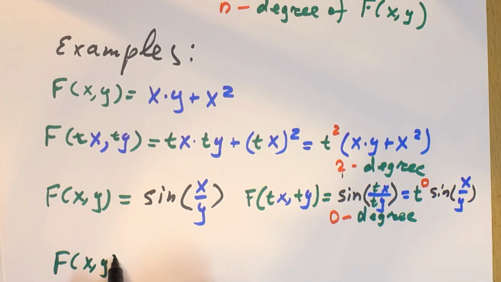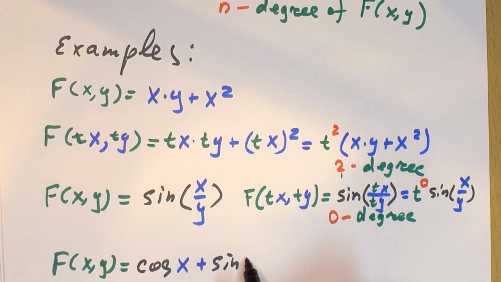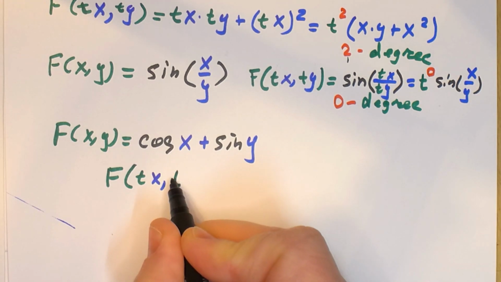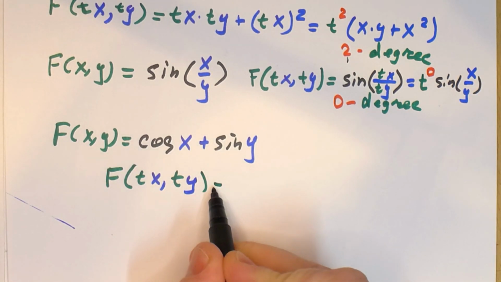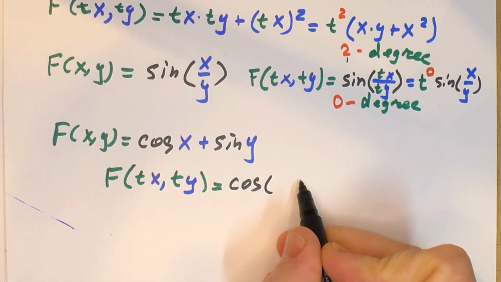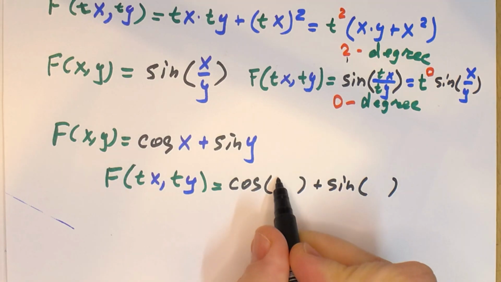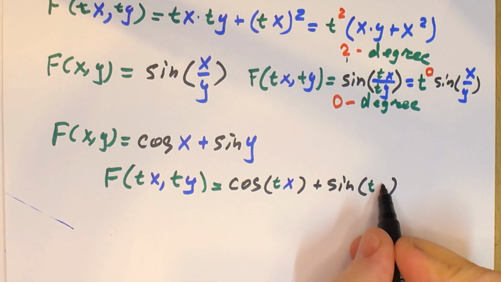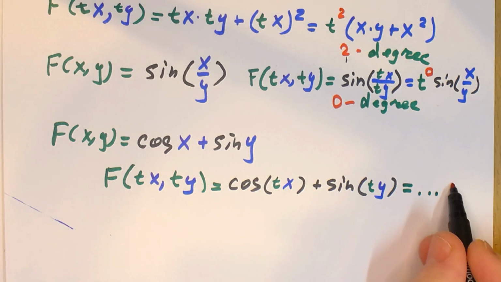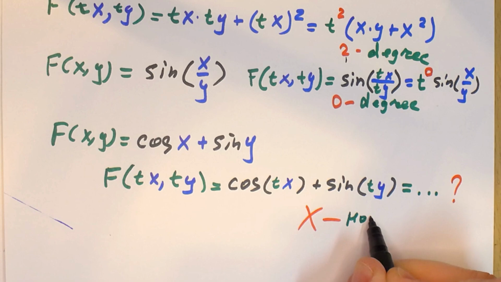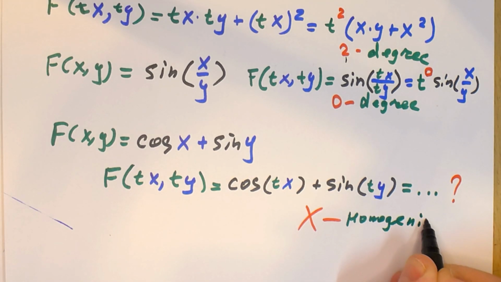Then the next example, f(x, y) is equal to cosine x plus sine x. Then if we calculate the function f(tx, ty), we will have cosine of tx plus sine of ty. And then we cannot take t out of this expression. So this function is not homogeneous. So this is the first definition.